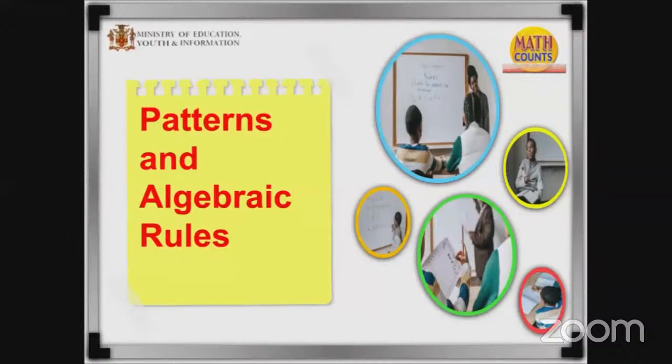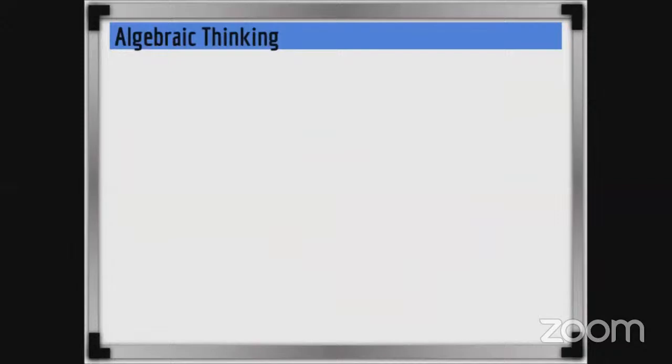Let us begin. So we're going to be looking at patterns and algebraic rules today. So what is algebraic thinking? Anyone wants to help me define what they would understand from algebraic thinking?